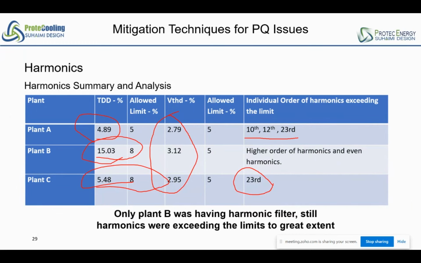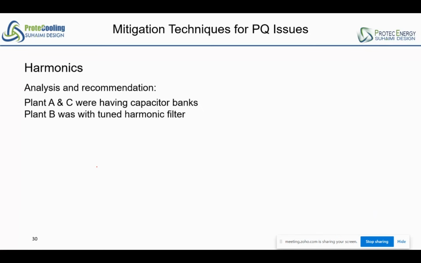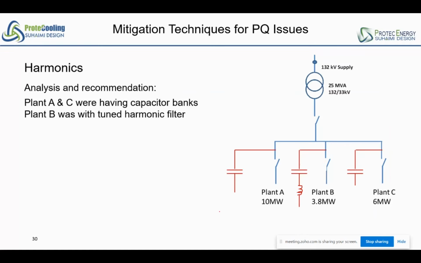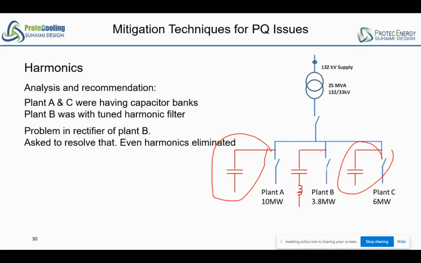Now, in all these 3 plants, only plant B was having a harmonic filter. Still, the harmonics were exceeding the limits to a great extent at plant B. Now we did a detailed study, measured in depth at different plants. Plants A and C were having capacitors all connected on the 33 kV side, whereas plant B had a tuned harmonic filter, also connected on the 33 kV side.